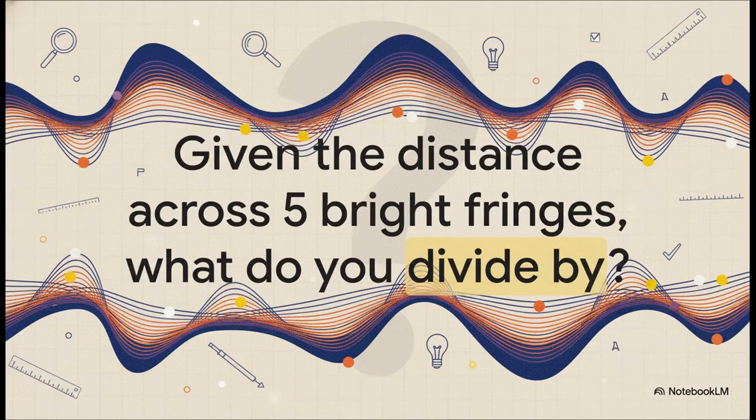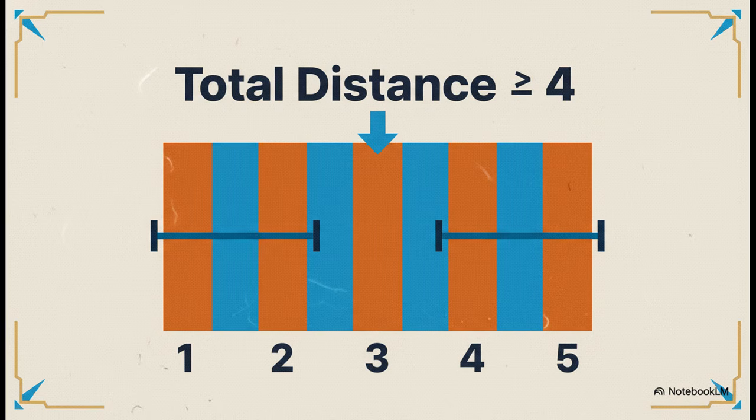All right, pop quiz time. This is a classic waves trap. A question tells you the total distance that covers 5 bright interference fringes. To get the width of just one fringe, what do you divide that distance by? Is it 5? The answer is no, and that's the trap. You don't divide by the number of fringes. You always divide by the number of gaps between them. So if you have 5 bright fringes, you have 4 gaps. You divide by 4. It's such a simple trick, but it gets people every single year.